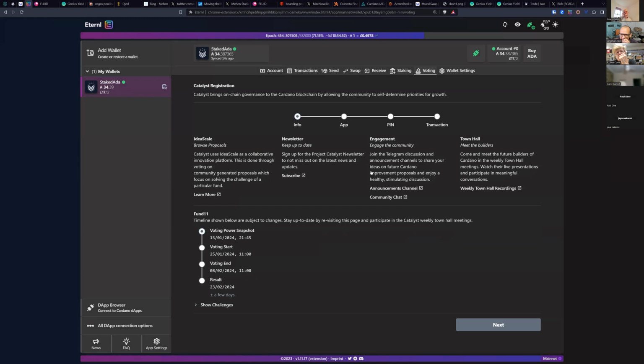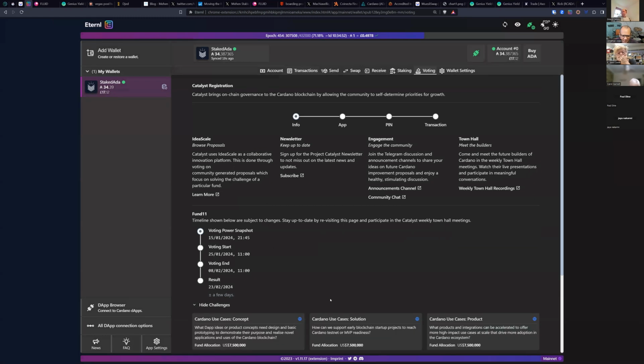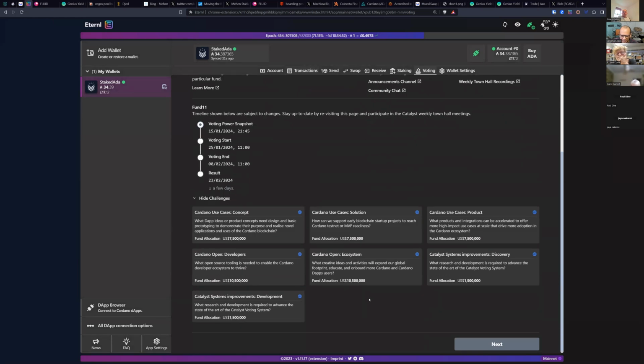Voting. Can't give me a clue here. Now there was a way to do it, but I can't actually find the user interface for it in Eternal Wallet anymore. You can look it up on the Cardano Explorer, but again, the way to do it has just changed, so I'm not sure how to do that on there anymore.